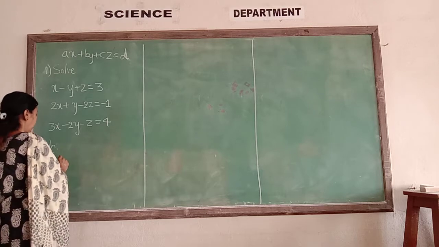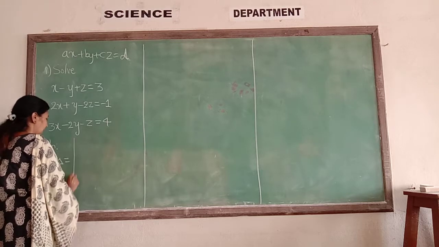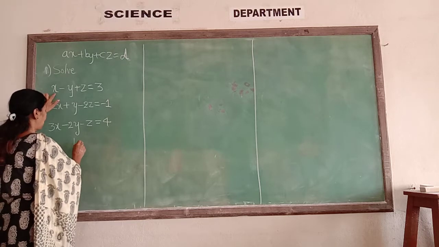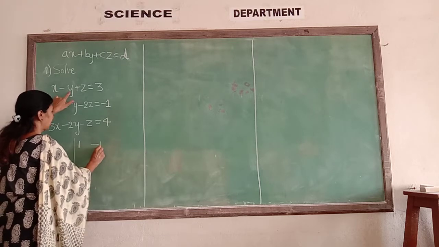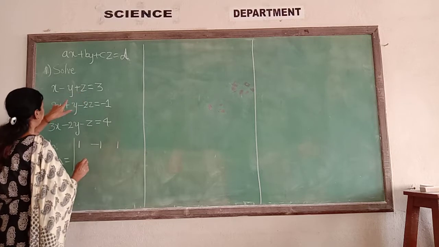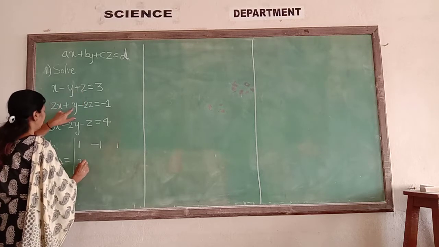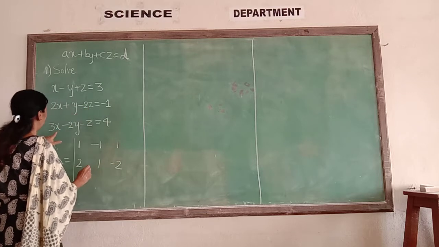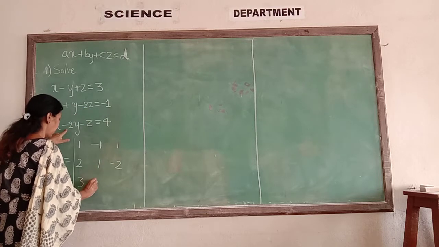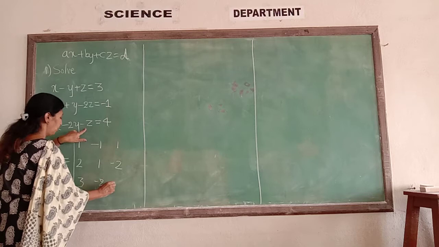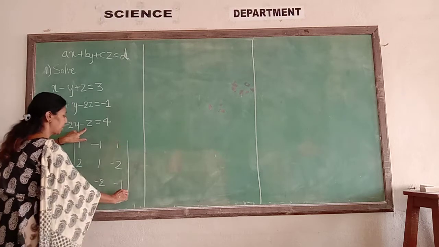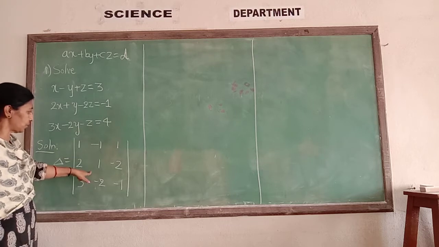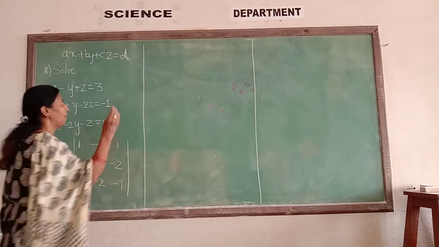Let us go for finding the determinant delta by writing the x, y, z coefficients. That is 1 here, minus 1 and 1. 2 here, 1 here and then minus 2. 3 here, minus 2 and minus 1. This is how you have to prepare the determinant delta. Now you have to solve this. What is delta? You have to evaluate it.